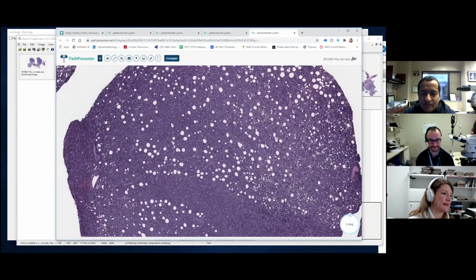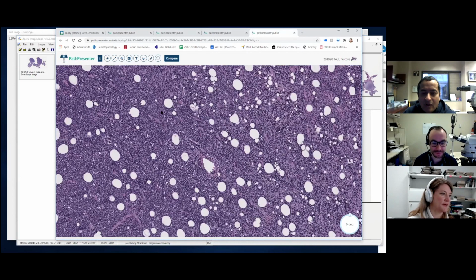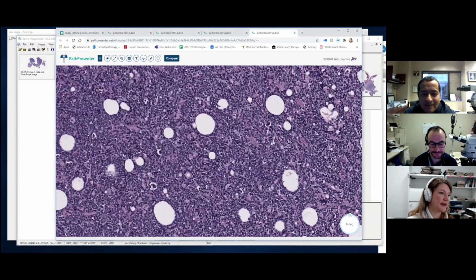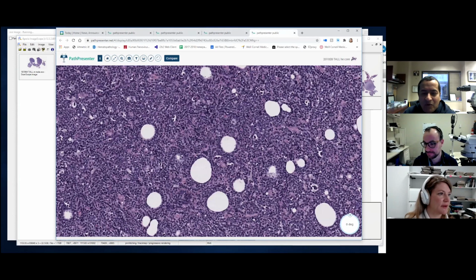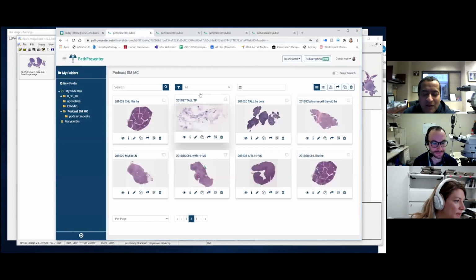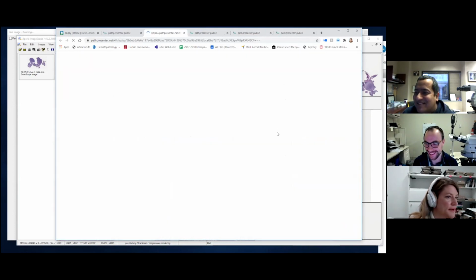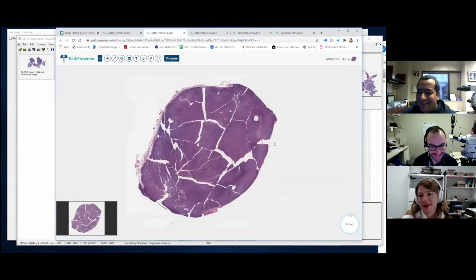This is another TALL that's involving just soft tissue. Again, it just looks very monotonous, with very little cytoplasm. My thought would be, what kind of small round blue cell tumor is this? As soon as you say no TdT or CD3, you're like, all right, now we got it.